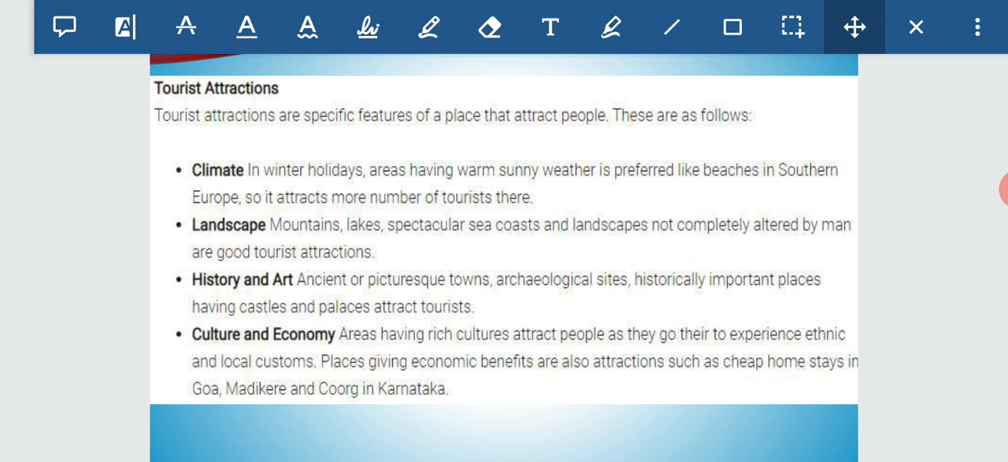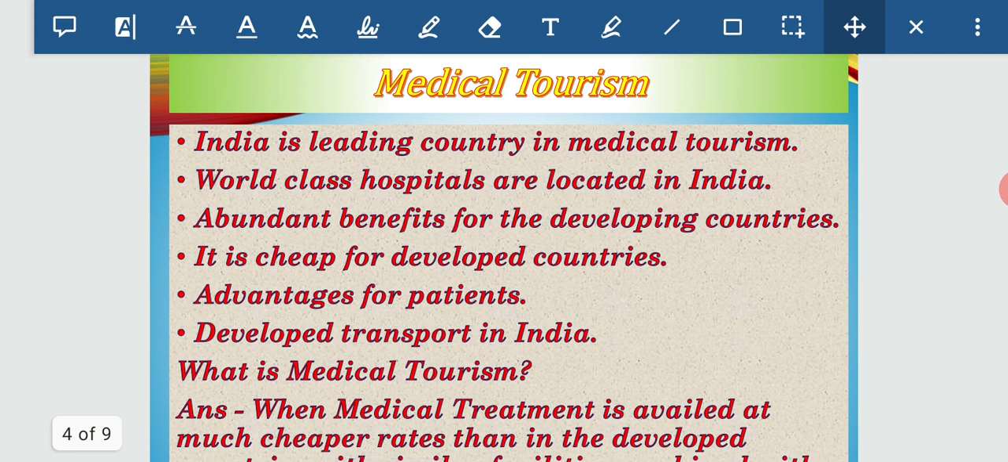That means they are rendering services to the tourists. Now next, a term is there, medical tourism. India is one of the leading countries in medical tourism. There are many other countries also, like Thailand, Singapore and Malaysia. All these are Asiatic countries which have developed as medical tourism spots. World-class hospitals are located in India. Abundant benefits for the developing countries are there.